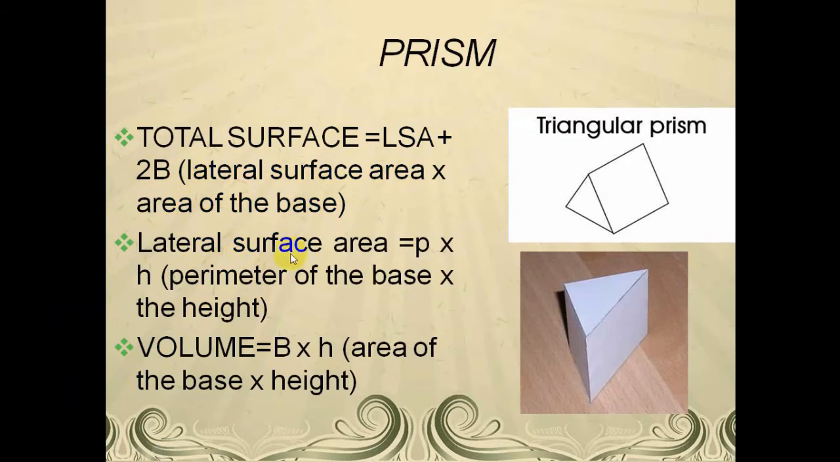So the lateral surface area is P multiplied by H, the perimeter of the base multiplied by the height. And the volume is equal to B multiplied by H, the area of the base multiplied by the height, for a prism.